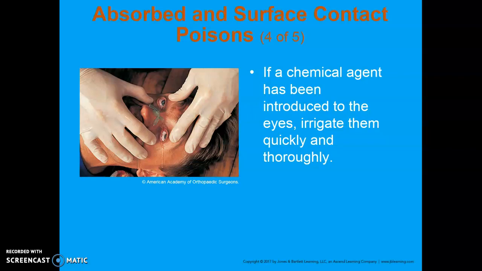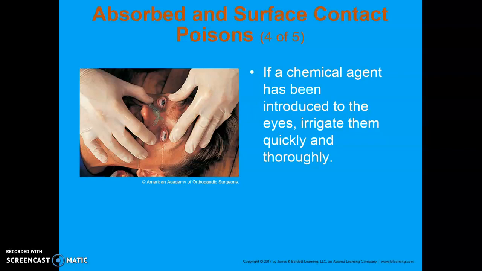If a chemical agent has gotten into the eyes, it really doesn't matter what form it's in, but you're going to irrigate the eyes very, very quickly and very, very thoroughly, because it can cause some pretty crazy damage if you don't. What you're seeing here in the picture is they actually have a nasal cannula hooked up to IV solution, and it's draining down and going out both of the nasal prongs, which have been placed on either side of the eye.